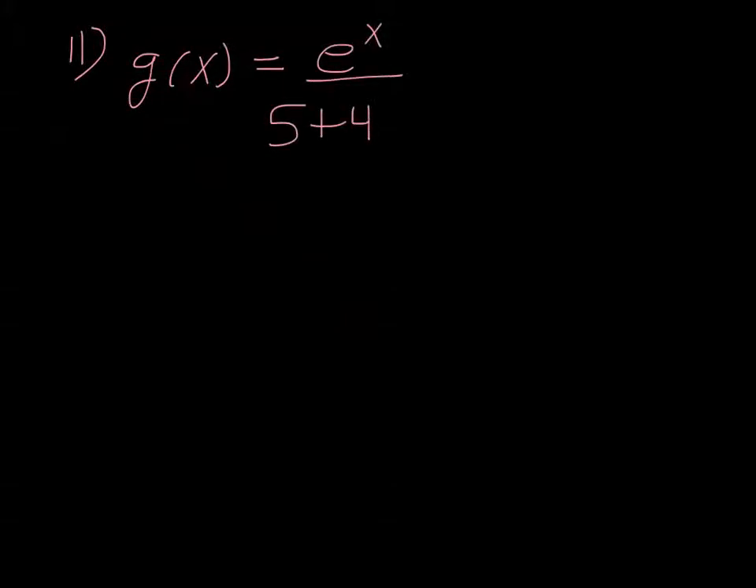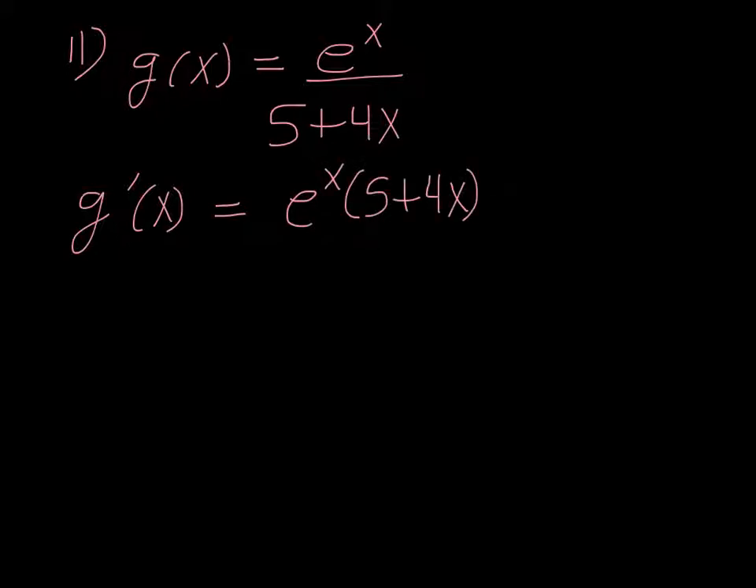Number 11, g of x is equal to e to the x over 5 plus 4x. G prime of x, we need the quotient rule. So the derivative of the top times the bottom minus the derivative of the bottom, which is just 4, times the top, all over the bottom squared.